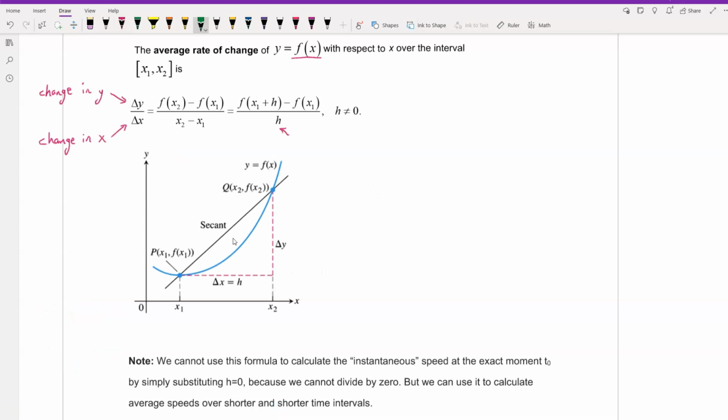Here we have this graph using these 2 points P and Q. P is x1, f of x1, and Q is x2, f of x2. Here this one is change in x. h is the length of our interval. This part here is change in y. And here we have this line containing these 2 points P and Q. That is called a secant line that cuts through the curve. Using this formula, we cannot calculate the instantaneous speed at the exact moment t0 by using 0 in the denominator, because, as I said, if you had 0 in the denominator, that would be undefined. But we can use this to find average speed over shorter and shorter time intervals.